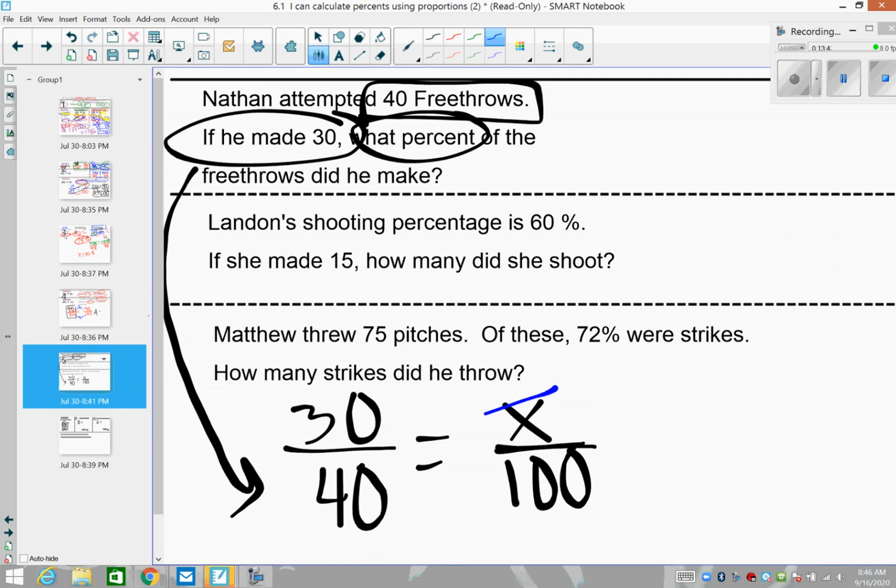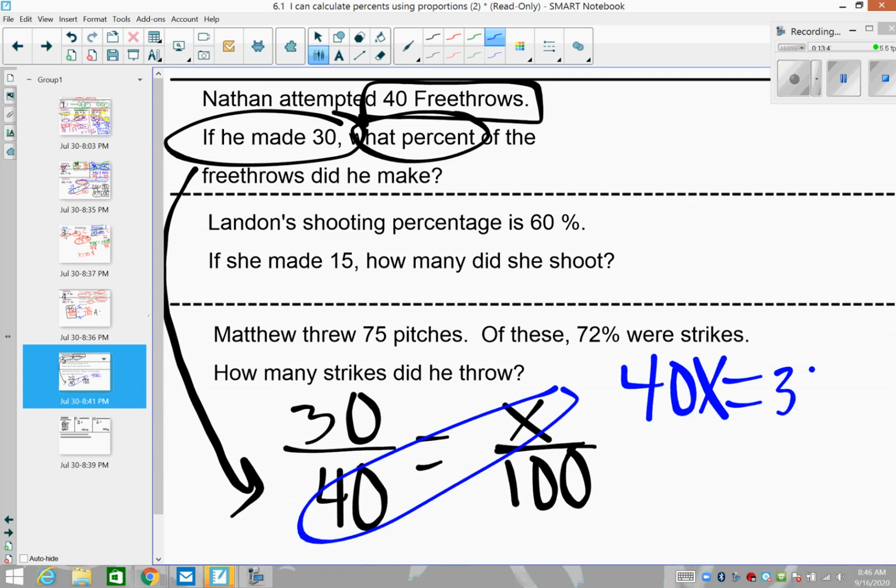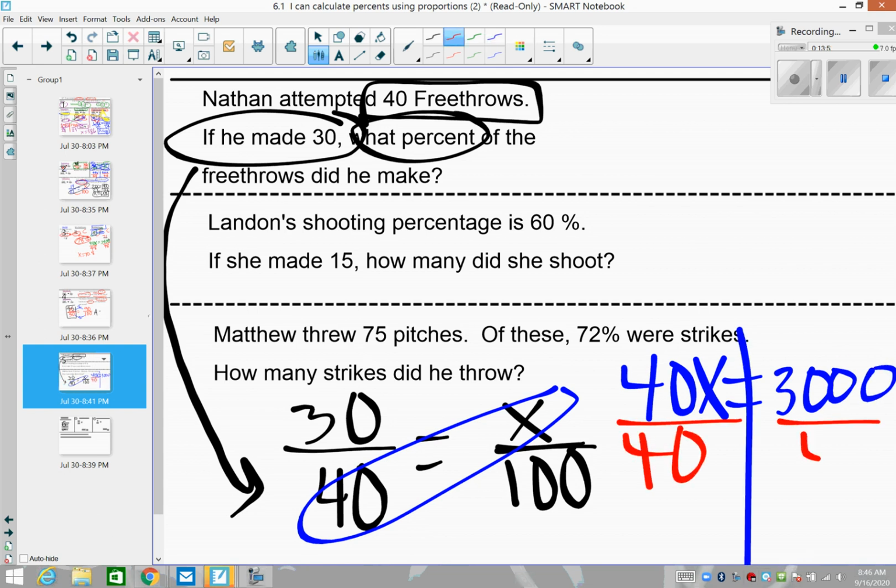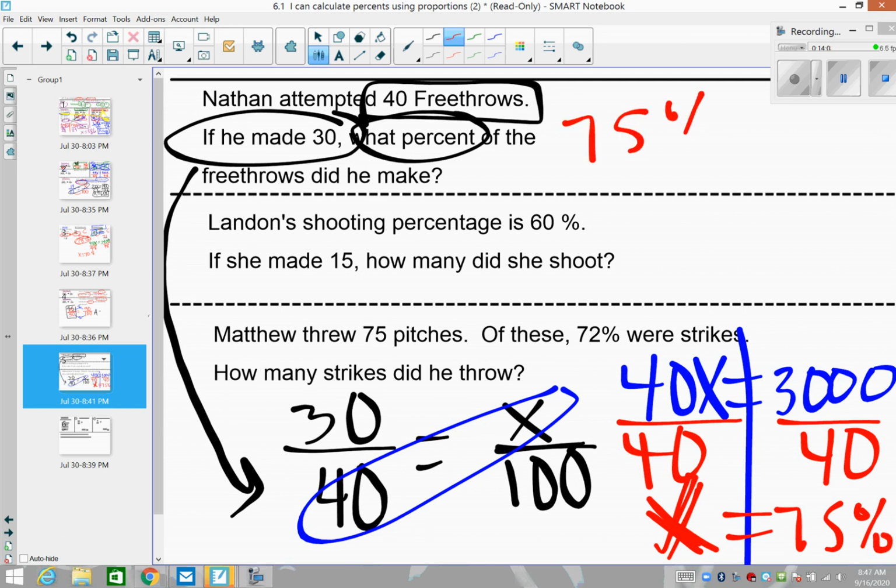So we're going to take cross products. We get 40x equals 3,000. You can do this. Division is the next step, as you've been doing a gazillion times. Hopefully you nailed this now. So we get x is equal to, you should say that it's 75%. So this one is 75% of the free throws is what Nathan made. He made 30 out of 40. So his free throw shooting percentage is 75%.